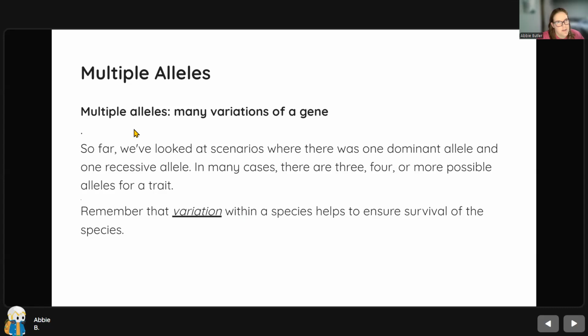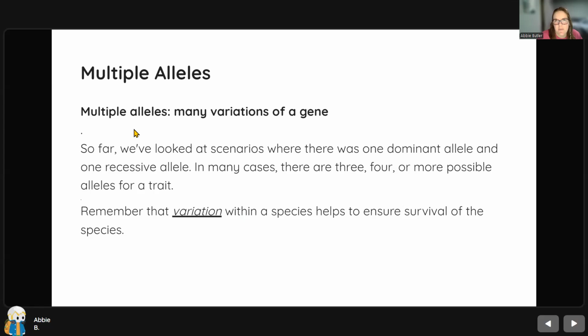So there's many variations of the gene. We looked at scenarios where there's one dominant allele, one recessive allele, or there's like 3 phenotypes. Today we'll be looking at where there's 4 or more.